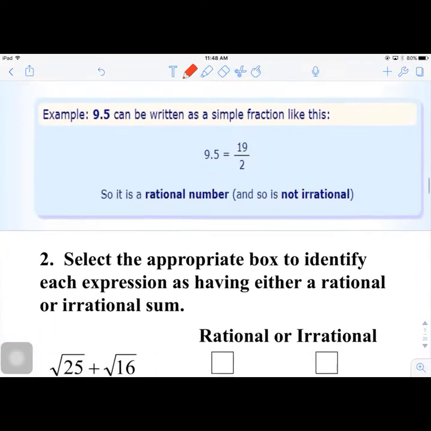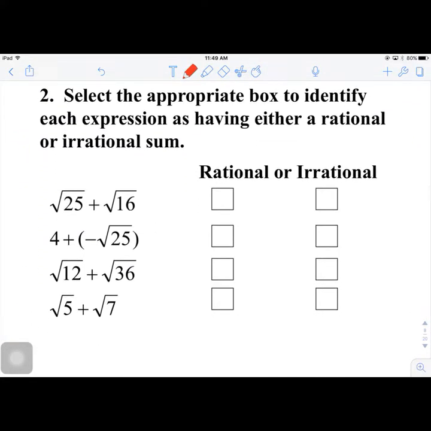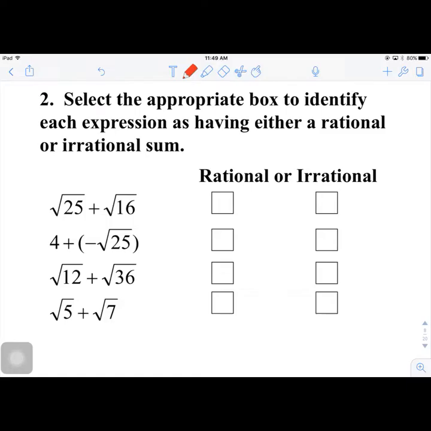Okay, so let's go ahead and answer question 2. Select the appropriate box to identify each expression as having either a rational or irrational sum. So some of the radicals we can simplify and turn into rational numbers. Let's take a look at the first one. Radical 25 is actually equal to 5, and radical 16 is actually 4. So if you add it up, you will have 9. And that is clearly a rational answer.